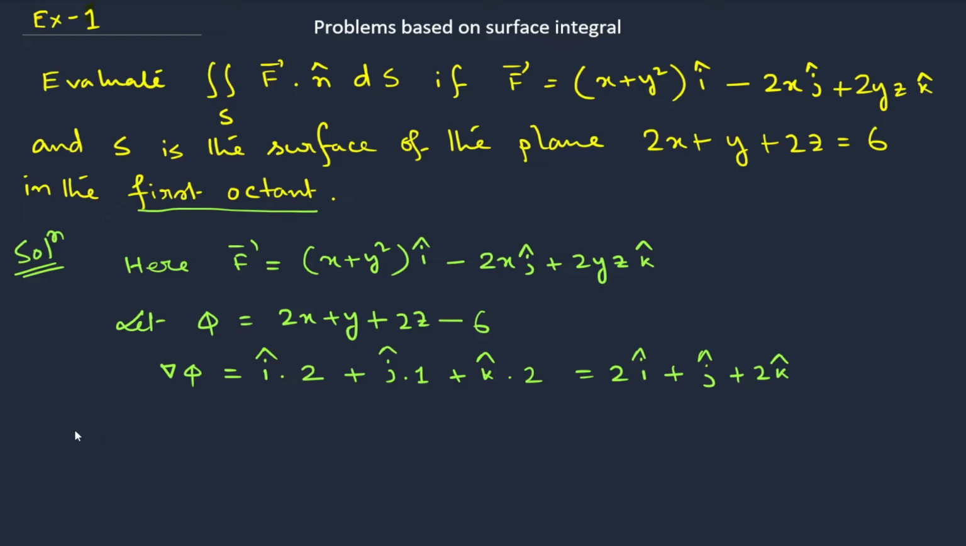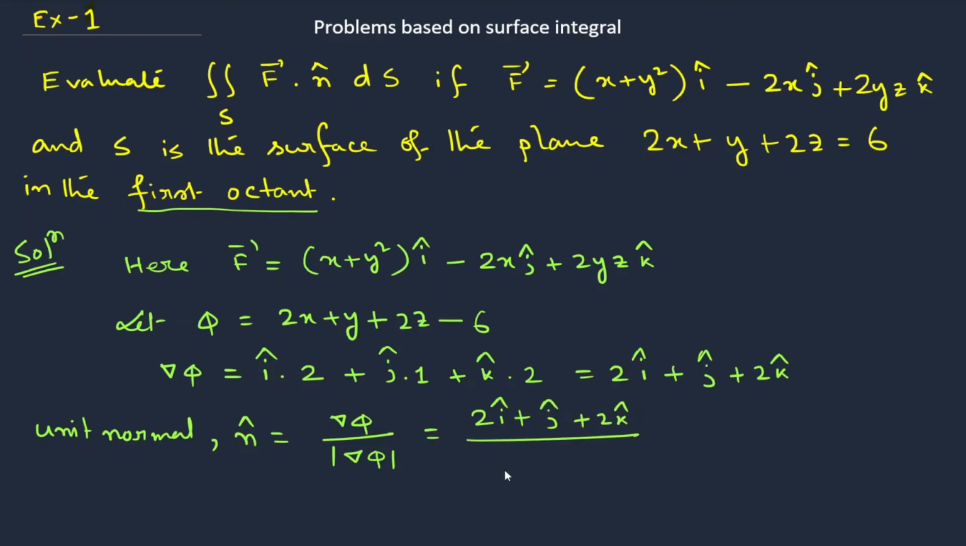So what is the unit normal? In gradient we already learned this. The formula for unit normal is gradient of phi divided by modulus of gradient phi. So it's 2 i cap plus j cap plus 2 k cap divided by the magnitude of this. The magnitude is root of 2 square plus 1 square plus 2 square, so it is (2 i cap plus j cap plus 2 k cap) divided by 3. This is our n cap, the unit normal vector.